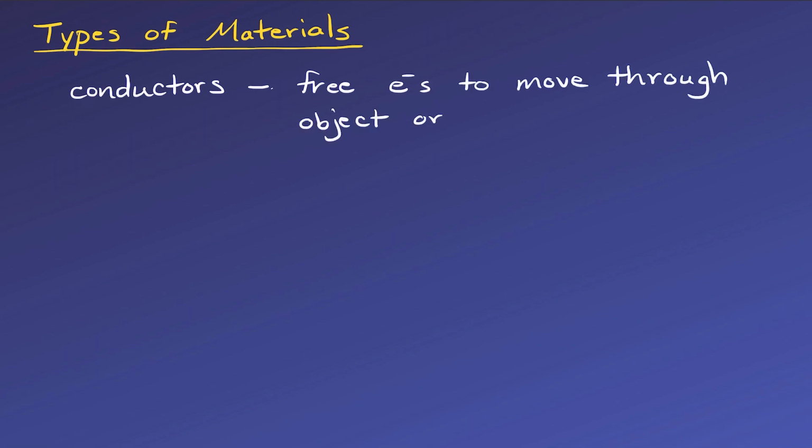Now we'll talk about types of materials. So some materials have loosely bound valence electrons, which are just the electrons in their outermost shell. These materials are called conductors, and a common example are metals.